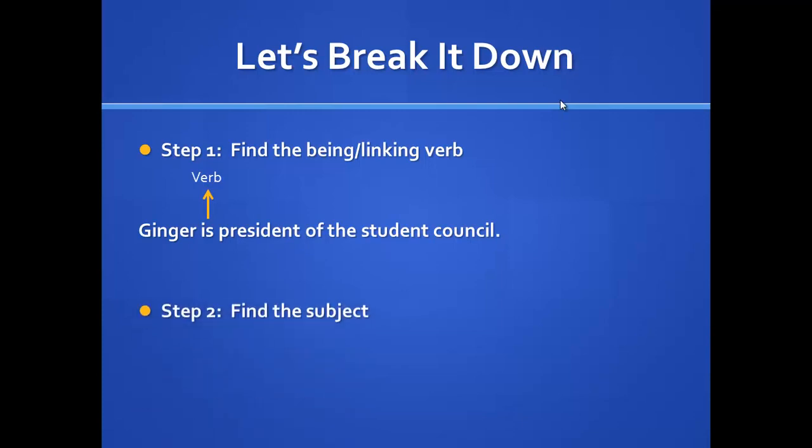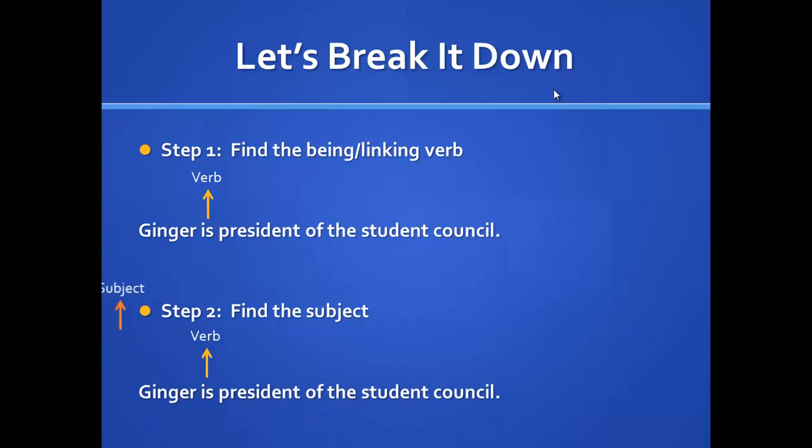Step 2 is find the subject. As a reminder, the subject is who or what the sentence is about. In this case, the subject of the sentence is Ginger. That is who the sentence is about.